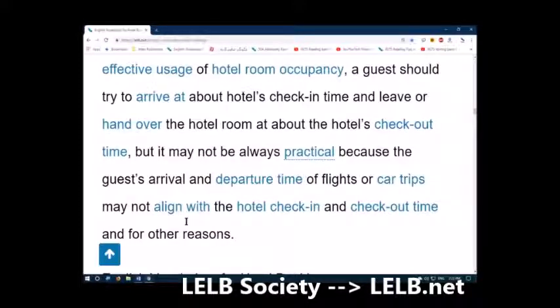Now we come to the end of this English lesson for hotel booking and making a reservation at hotels, and some technical terms, vocabulary items, and expressions about actually reserving a hotel room.